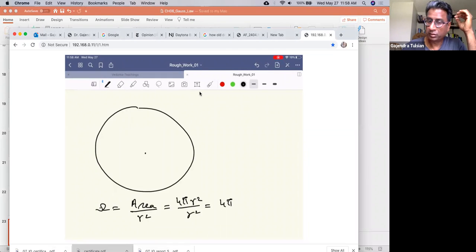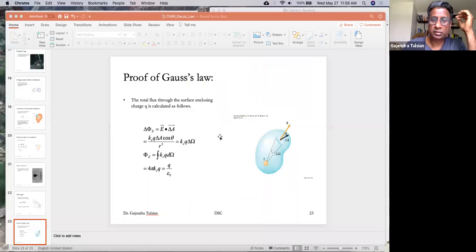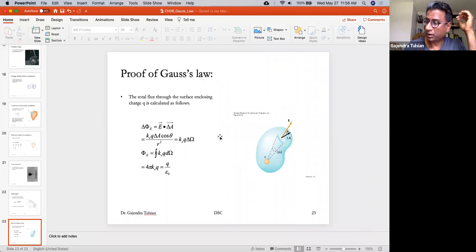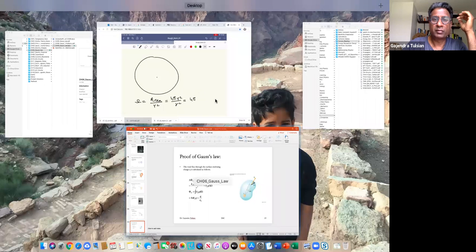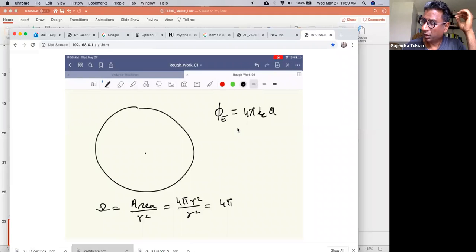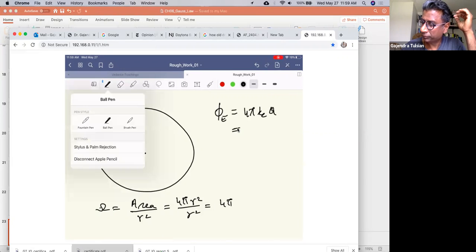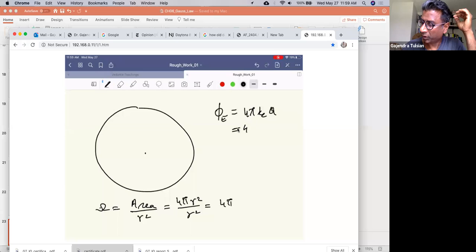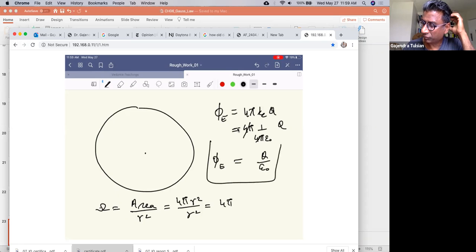So we have that expression. I'm just going to write that expression here: 4 pi k e q. So I've written that expression over here, and 4 pi k, the Coulomb's constant, in terms of permittivity of free space is that. So that's q divided by epsilon naught. And that's Gauss's law. The flux through an enclosed surface is equal to the charge inside divided by epsilon naught.